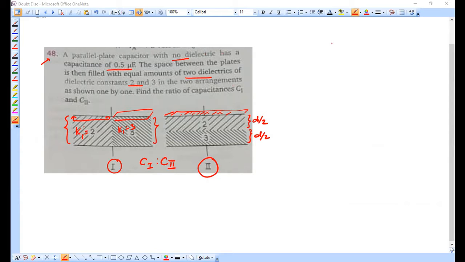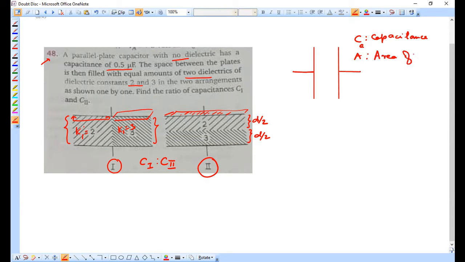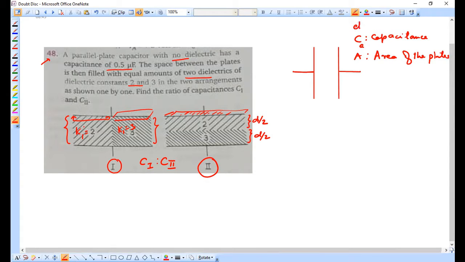So friends, there is a capacitor, a parallel plate capacitor. If we have been given a parallel plate capacitor like this, having capacitance C, where A happens to be the area of the plates and D happens to be the distance between the two plates of the capacitor.